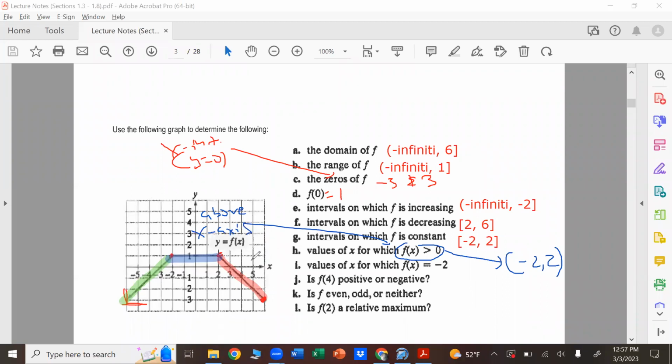Okay, where does y equal negative 2? At what x coordinates does y equal negative 2? Negative 5 and 5. F of 4 equals negative 1. So it's clearly negative.